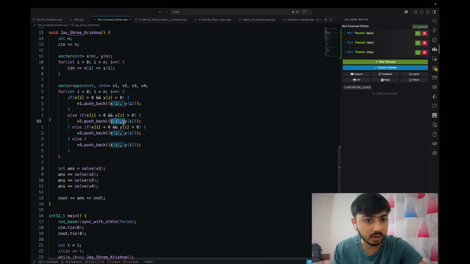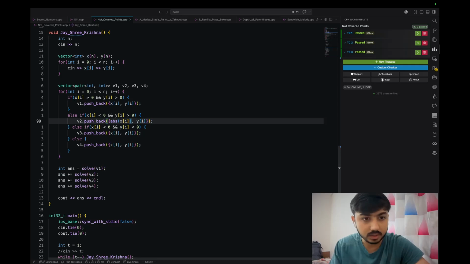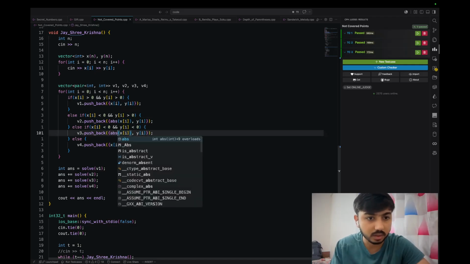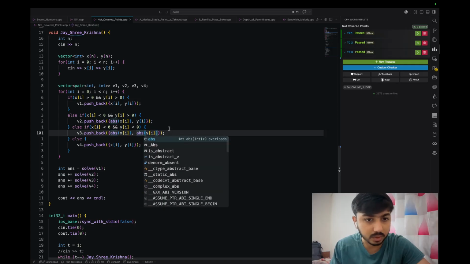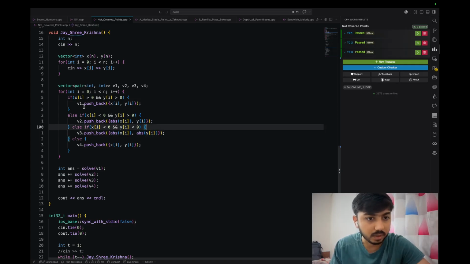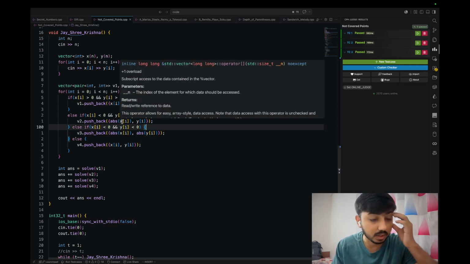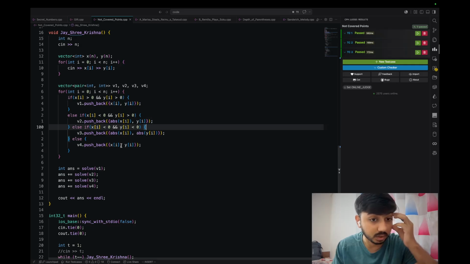Always put an absolute value instead of this, and just multiply. Wait, absolute, absolute. First, I think it's positive. X is negative here. X is positive and Y is negative.